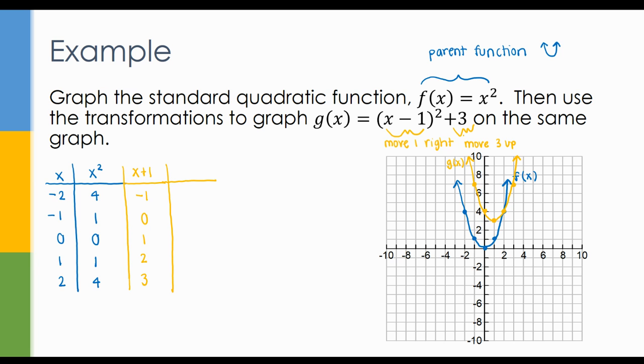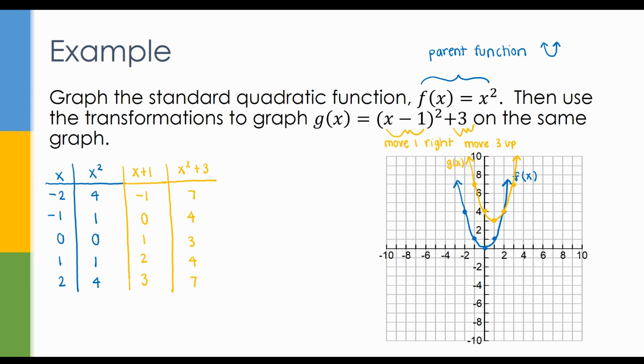Okay. Then, since we know that we were moving 3 up because that's our vertical, that means that the x squared term, which was our y values, that's dealing with moving up and down, I knew that I had to add 3 onto that. So 4 plus 3 is 7, 1 plus 3 is 4, 0 plus 3 is 3, 1 plus 3 is 4, 4 plus 3 is 7.